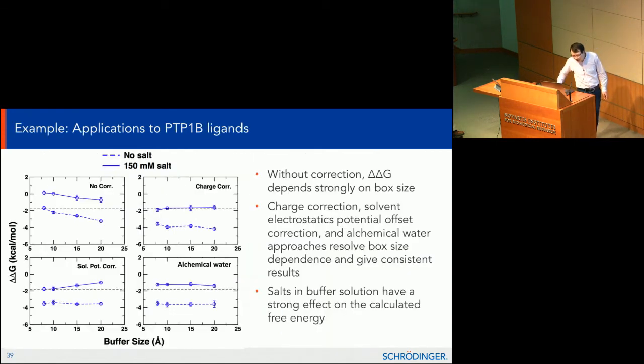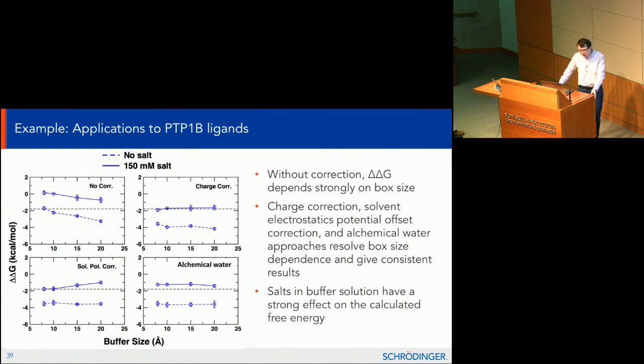For the PDB1B example I showed earlier, we applied four different methods on this system. The first method is the regular FEP without any special treatment on the electrostatic interaction energy calculations. Second is the charge method that uses the PB correction to correct the artifact in the long-range electrostatic interaction calculation, similar to what Gabe Rocklin and David Mobley introduced in their paper. The third method uses the solvent electrostatic offset potential correction, similar to what Professor Benoit Roux introduced in his paper. And the last one is the alchemical water approach, which I just mentioned in the previous slide.